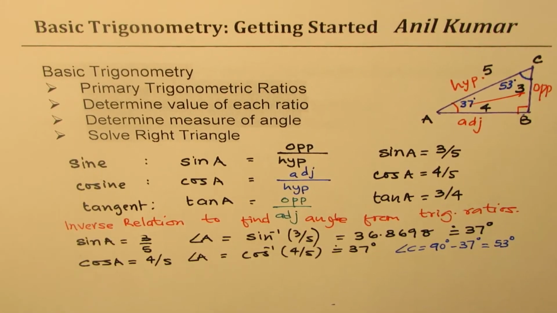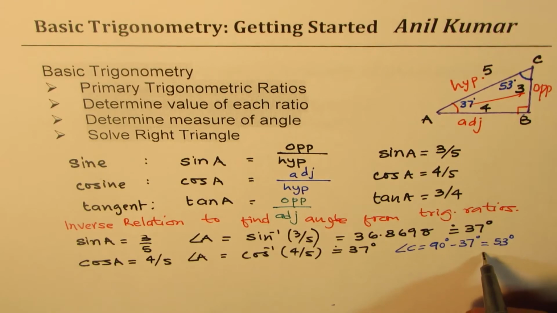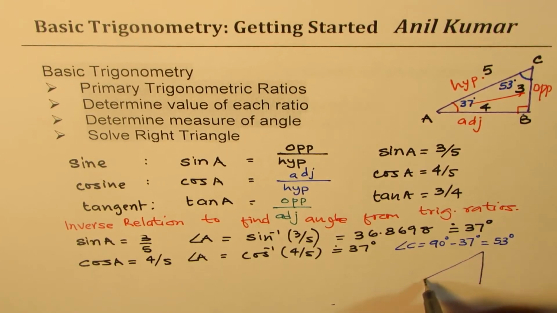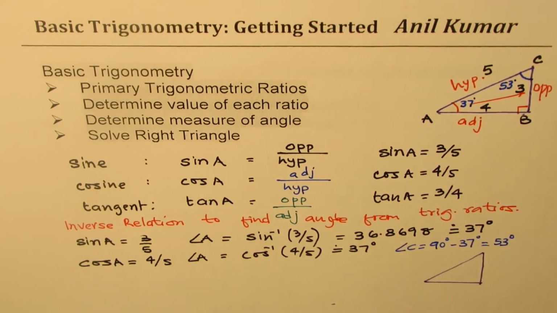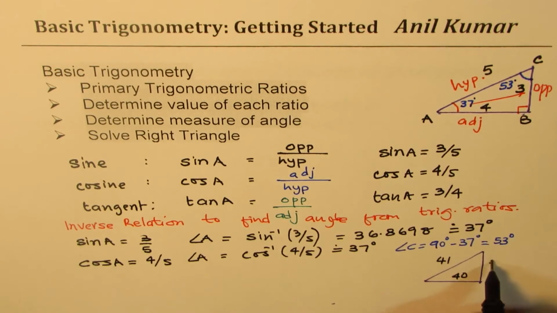Let us take another example. Okay, so let me draw another right triangle here just for practice. So let us say the sides of a right triangle are 9, 40 and 41. So the sides are 40, 41 and 9.